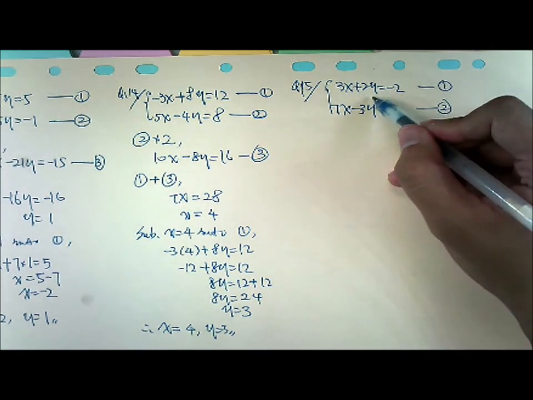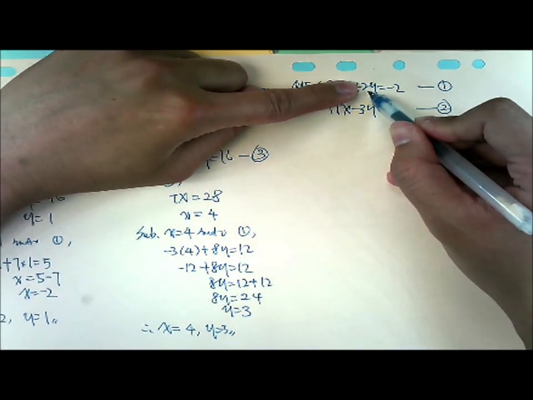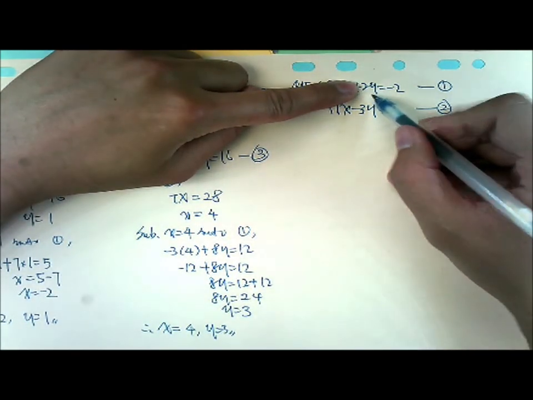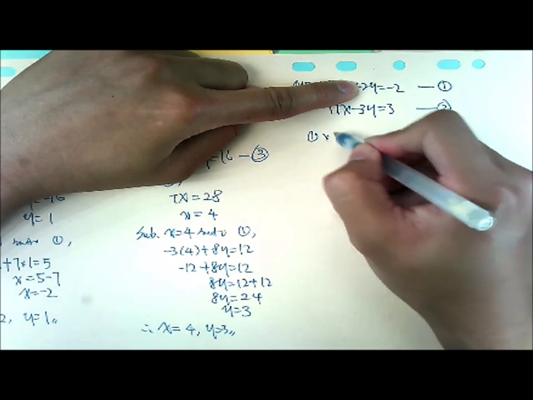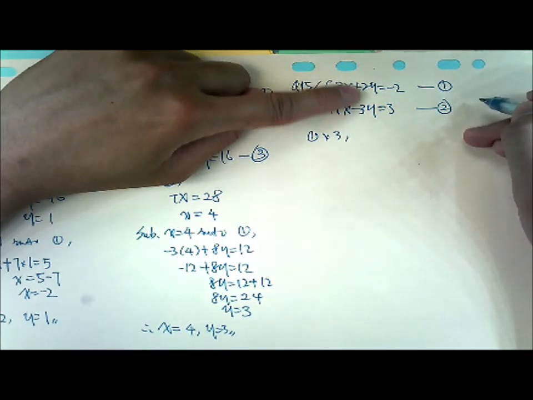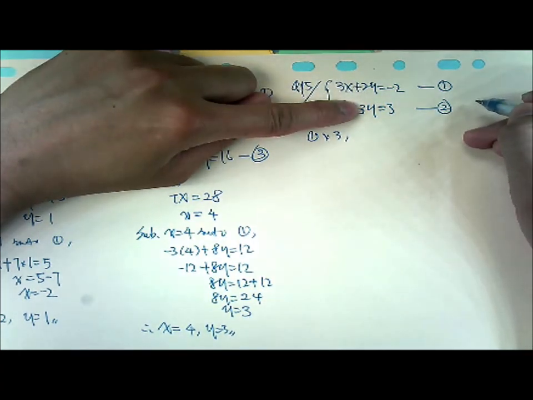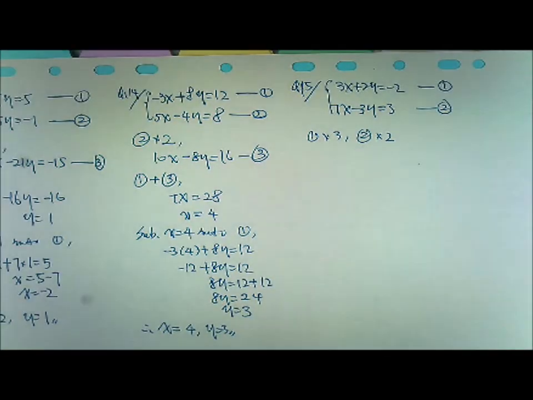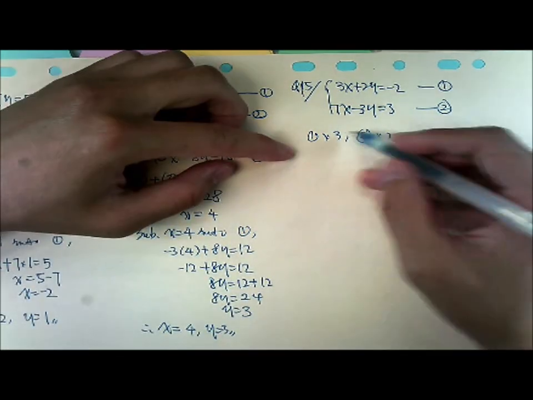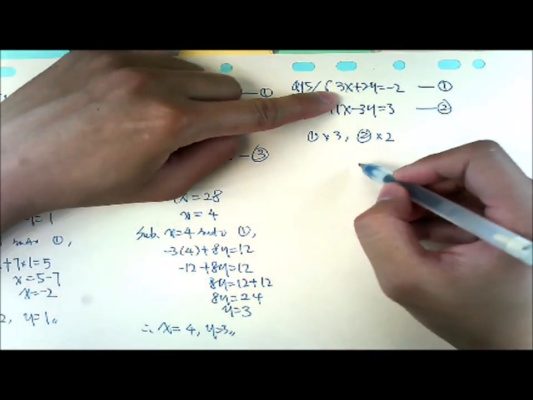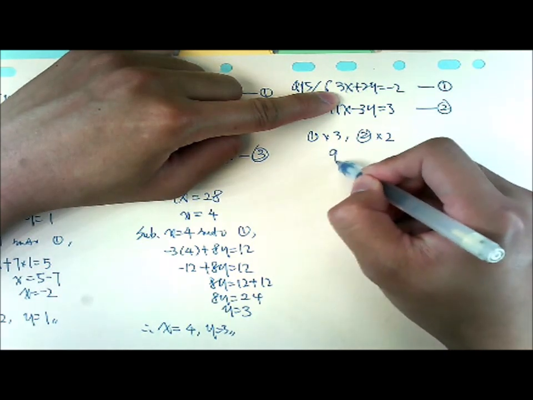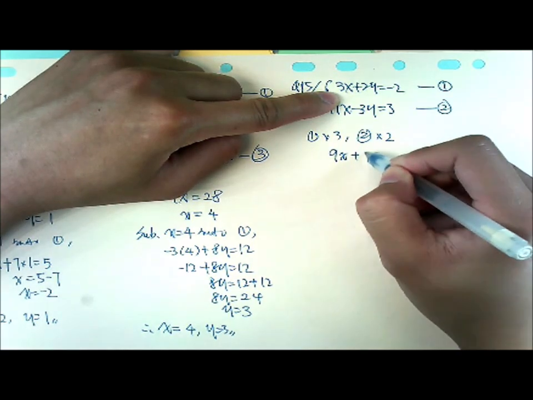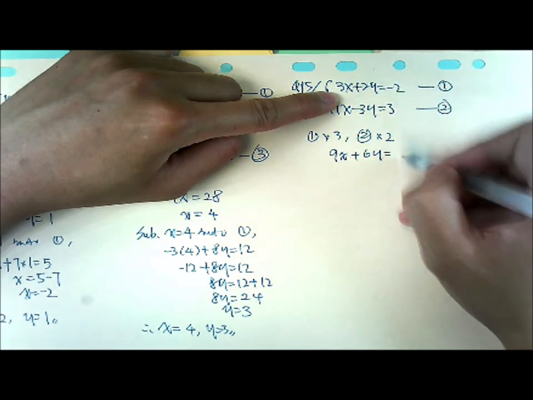So you want this to be 6, right? Look at here. You times what? Times 3. Okay, so first you times 3. Understand? And you want this to be 6, right? You do what? Times 2. Understand? Write this first. Is okay? So then what you have? The equation 1 times 3 will become 9x plus 6y equal to minus 6.